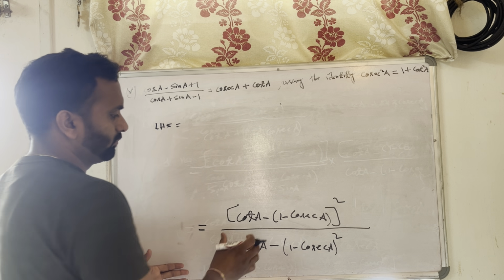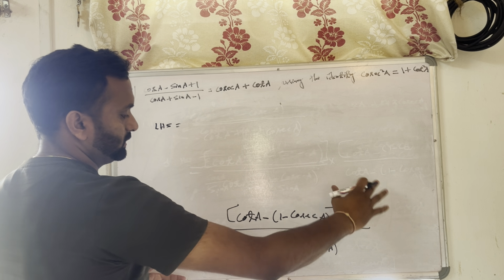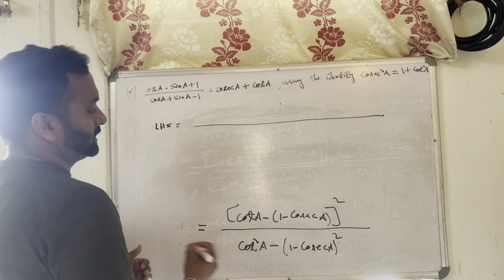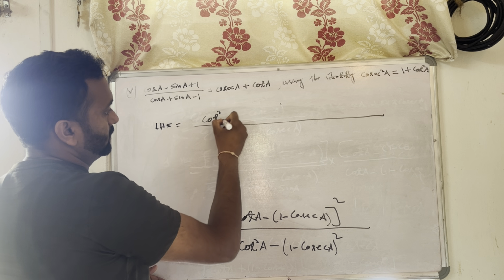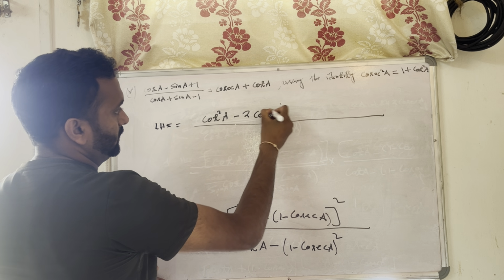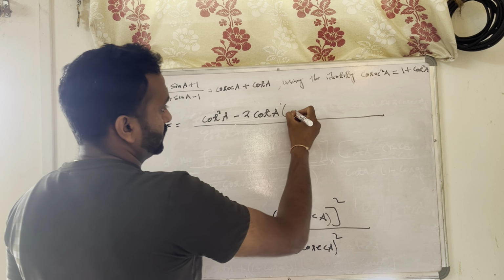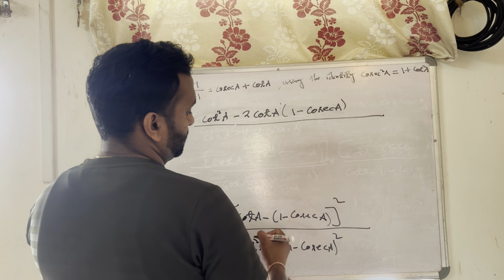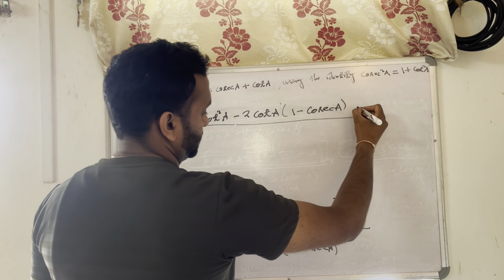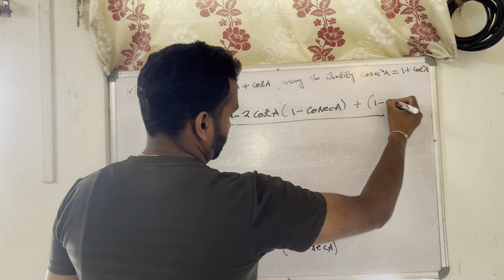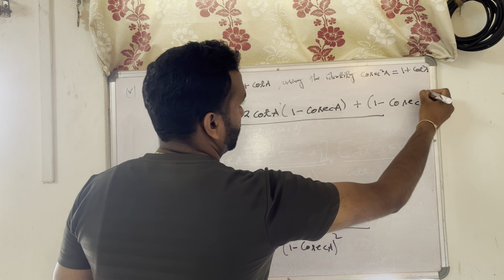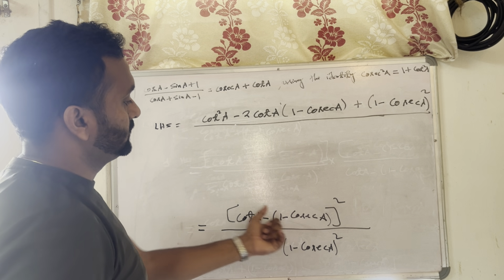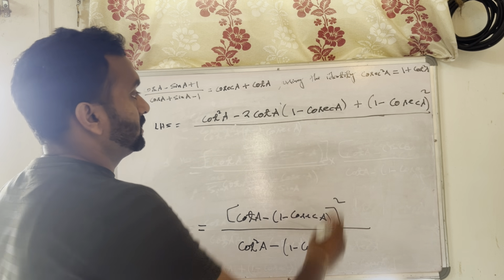Then here is our (a minus b) whole squared. Let's use that identity. What's the formula for (a minus b) whole squared? It is a square minus twice ab plus b square, where a is 1 and b is cosec A. So b square will be (1 minus cosec A) whole squared. So it is a square minus twice ab plus b square.